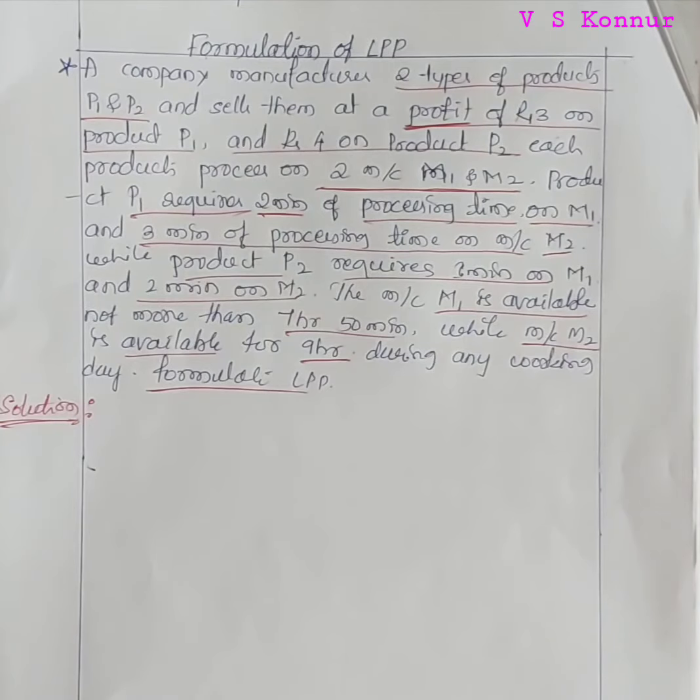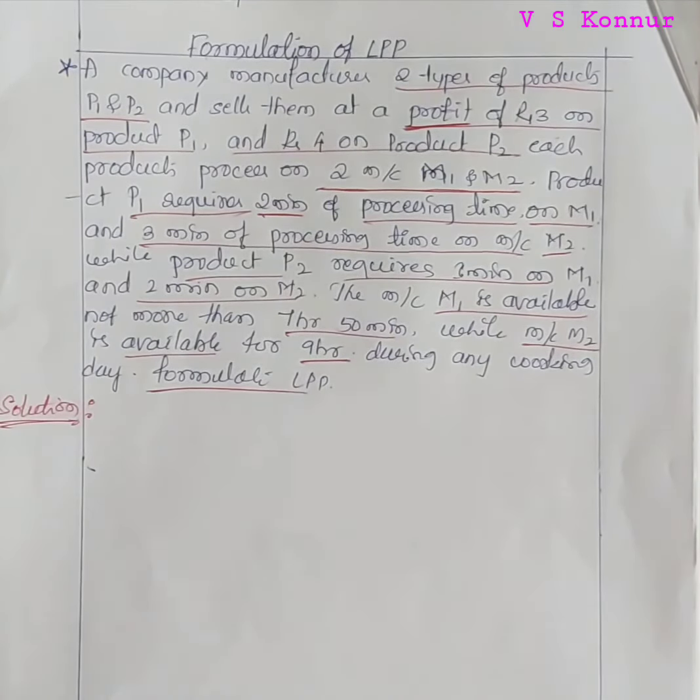Then third, we have to define the constraints which are related to the particular problem. Constraints are nothing but restrictions which are given for the particular objective function. Then we have to define the non-negativity constraint. First we will go for a problem, then we will go for the number of decision variables which are required for the particular problem.